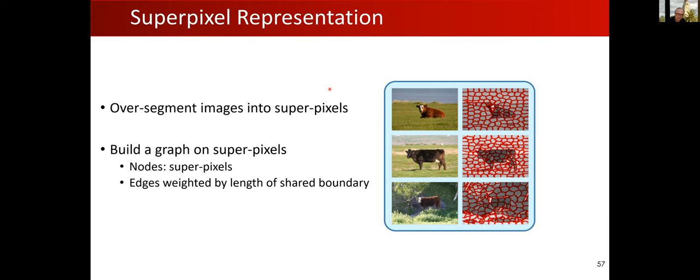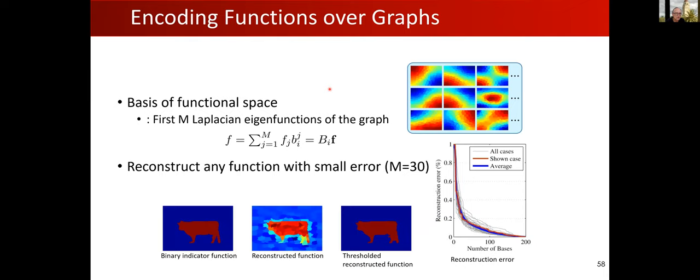This is the functional space we'll work with. Every function we'll describe in terms of the eigenfunctions of the graph Laplacian, as shown here. In practice, because we're interested in pretty large objects in the images and not so much fine detail, we can reconstruct these large objects pretty well without using all 200 eigenfunctions. We can get by with 30. So in what follows, each function will be a set of 30 coefficients for the first 30 eigenfunctions of the corresponding graph Laplacian.